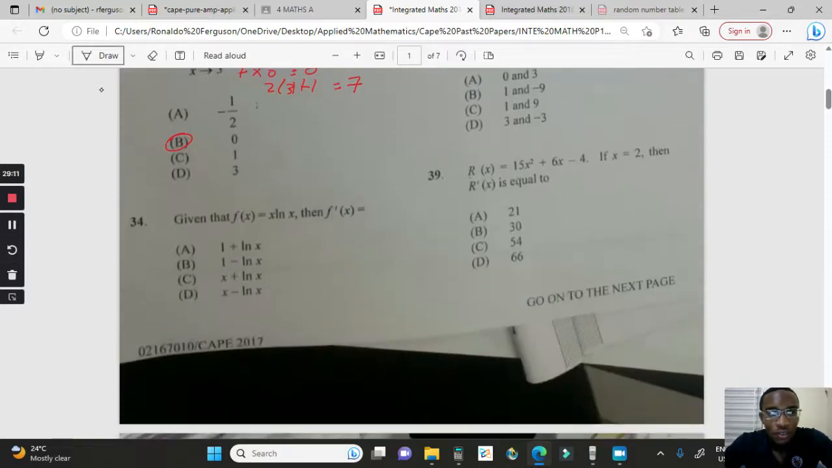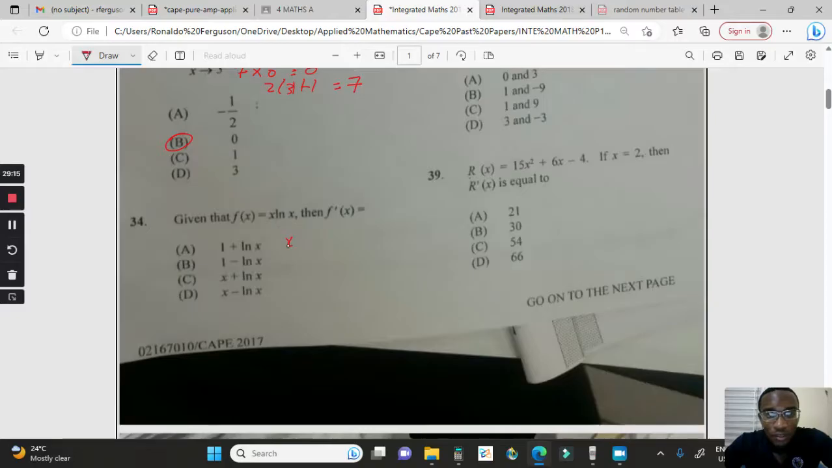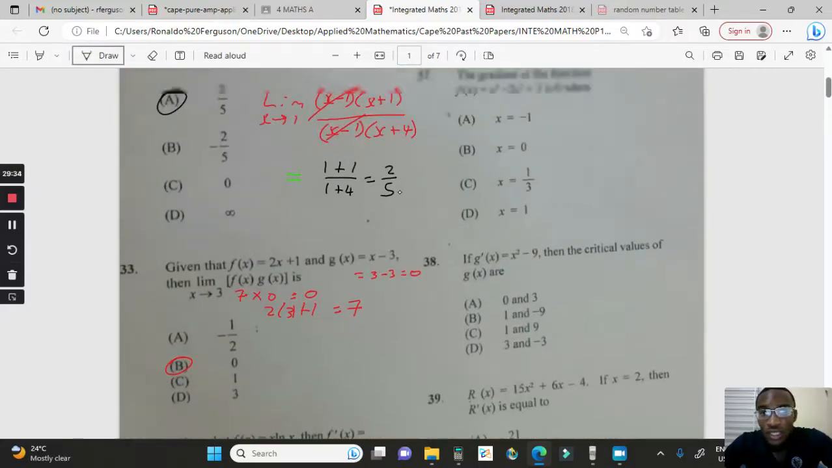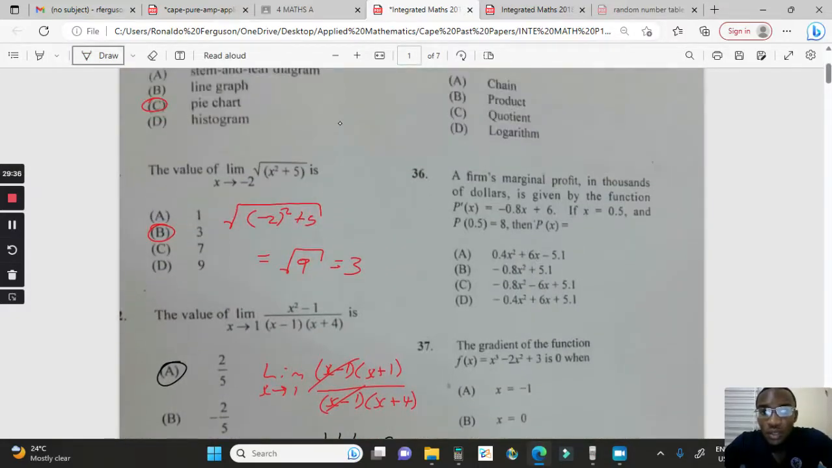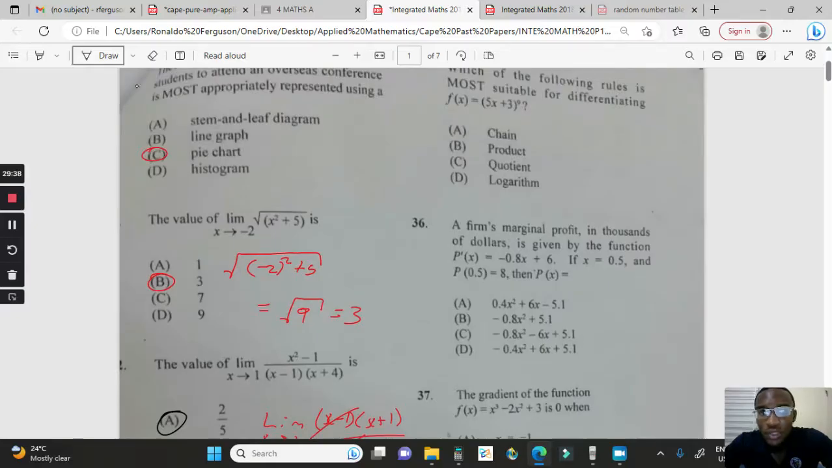Alright, number 34 is a repeat. Again, I don't remember the answer, so we do it again. Keep the first, differentiate the second, plus keep the second, which is ln x, times the derivative of x, which is 1. So x times 1 over x, the x cancels, so it's 1 plus ln x. A. Most of these are repeats. So if you go through the 2021 video, you're going to realize most of them repeat.